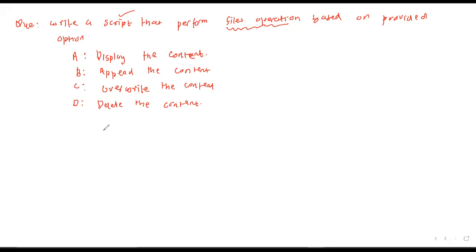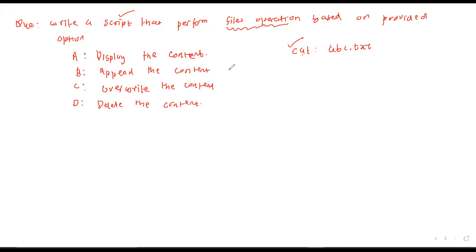Okay, so for displaying the content, can you tell me which command is used to display the content in Linux? Cat. We use the cat command to display the content. Suppose we have one file, say abc.txt. So when we write this, that means if you want to display the content, you have to give this command.